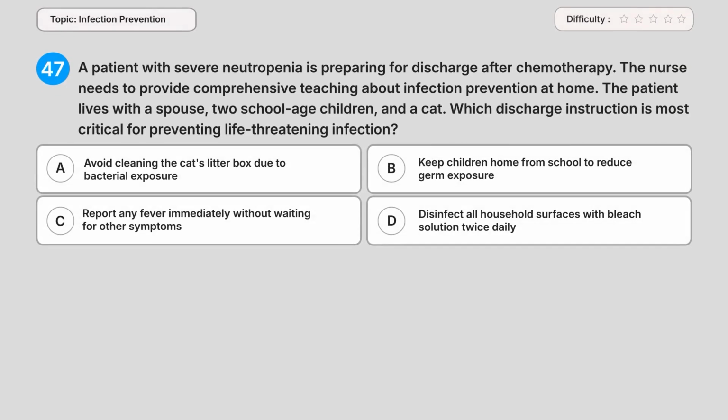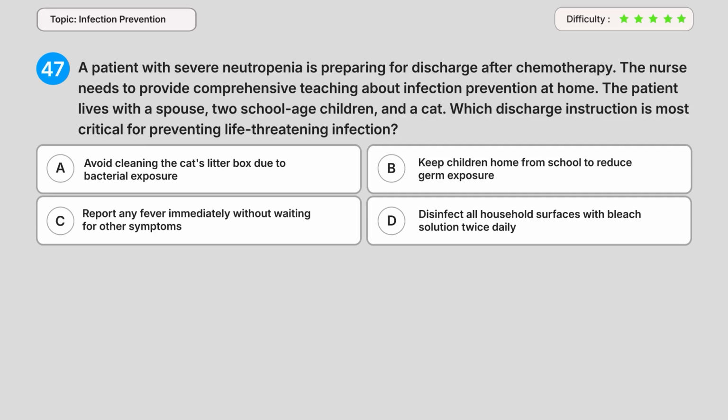47. A patient with severe neutropenia is preparing for discharge after chemotherapy. The nurse needs to provide comprehensive teaching about infection prevention at home. The patient lives with a spouse, 2 school-aged children and a cat. Which discharge instruction is most critical for preventing life-threatening infection?